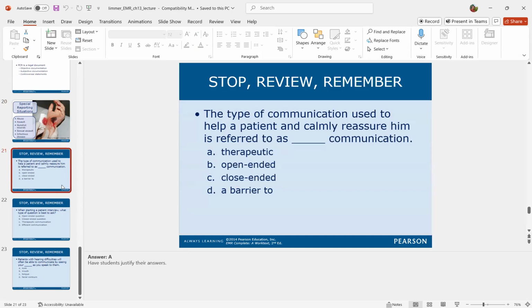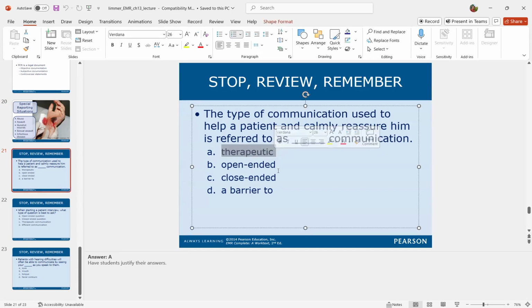Okay, so the type of communication used to help a patient and calmly reassure them is referred to as, really, we talk a whole lot about this, but this is therapeutic communication. We can use open-ended questions and closed-ended questions, but this would be therapeutic communication.